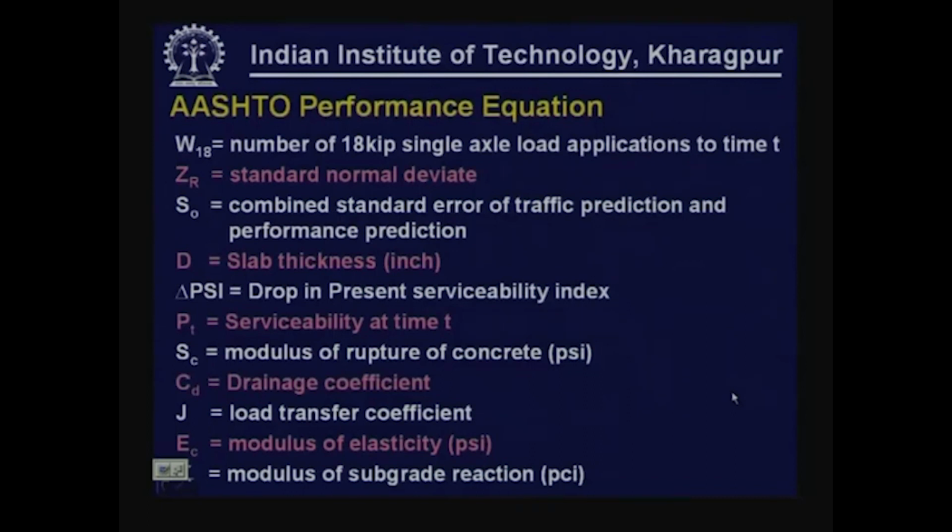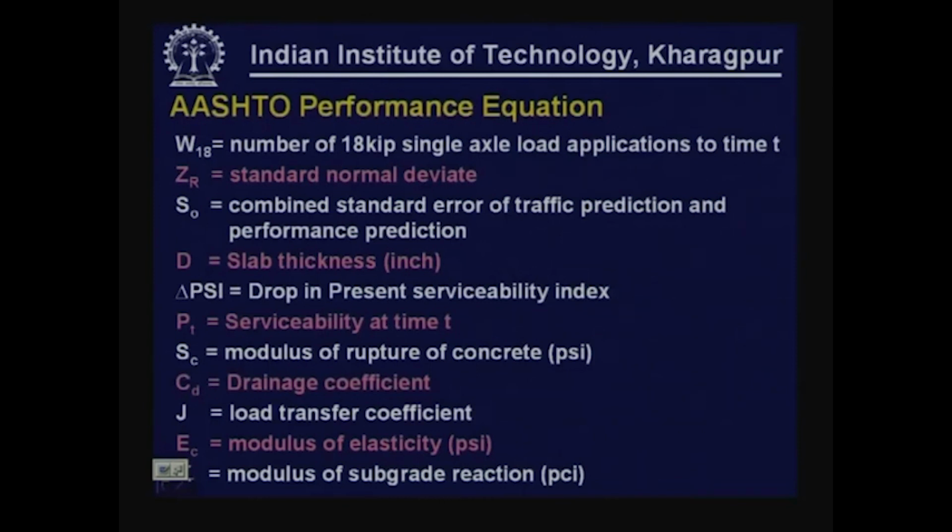W18 is the number of 18 kip single axle load repetitions to time t. ZR is standard normal deviate, which corresponds to the level of reliability that we select. SO is the combined standard error of traffic prediction and performance prediction. D is the slab thickness expressed in inches.